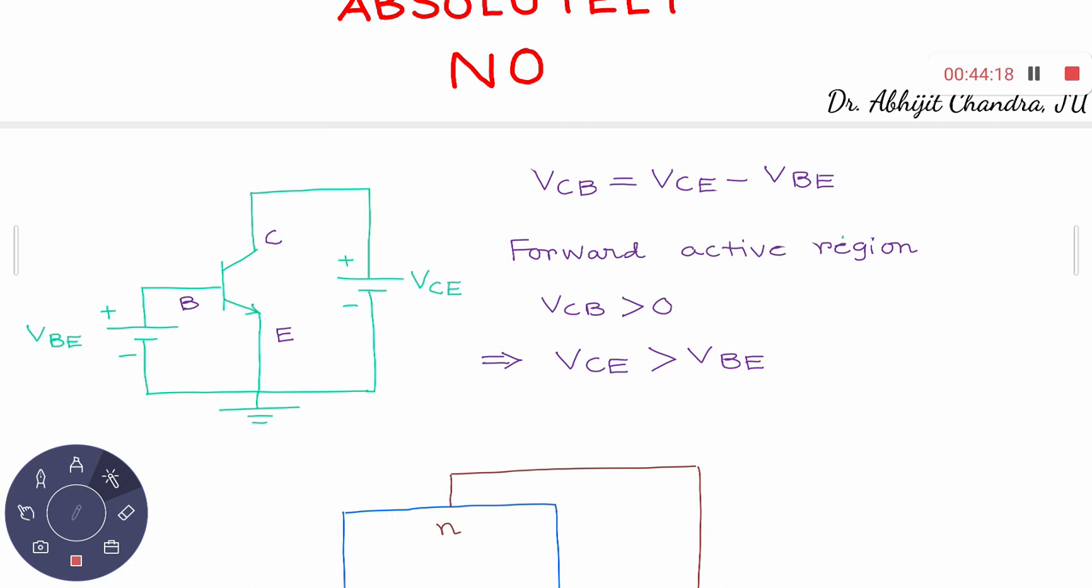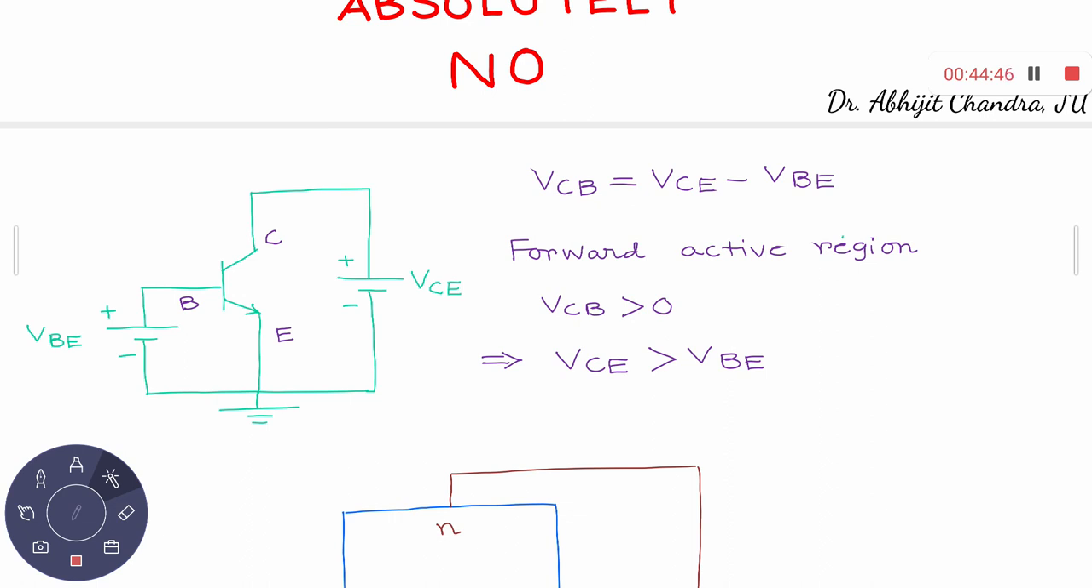And you might be knowing that these three voltages, VCB, VBE and VCE, are related. How are they related? VCE is equal to the collector to base voltage plus base to emitter voltage. Or in other words, your collector to base voltage VCB is nothing but VCE minus VBE.